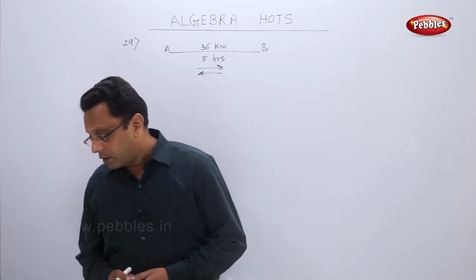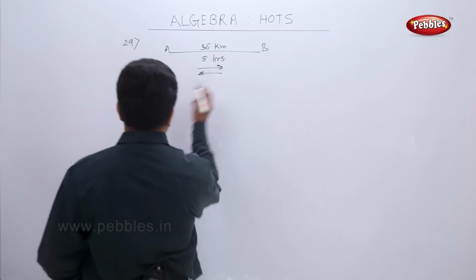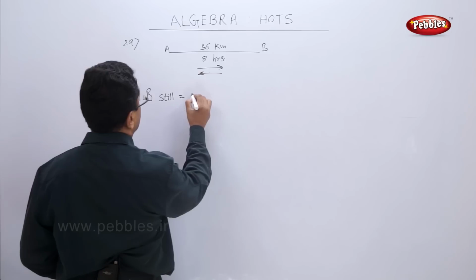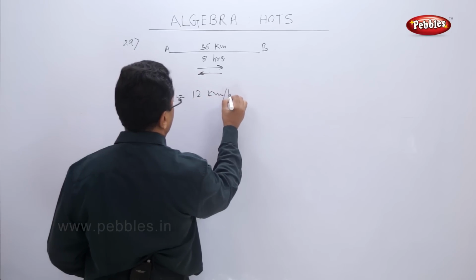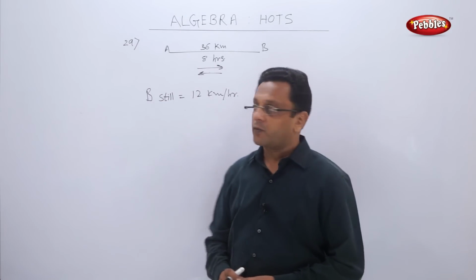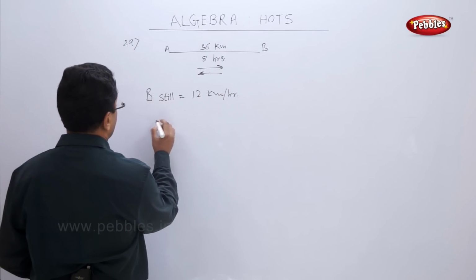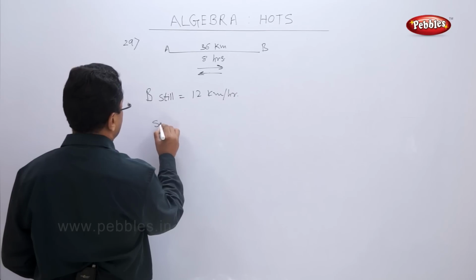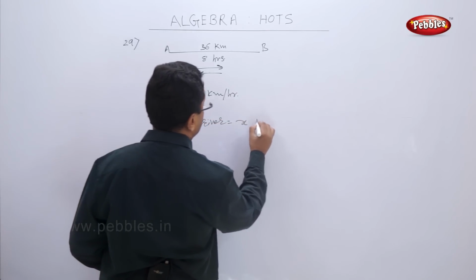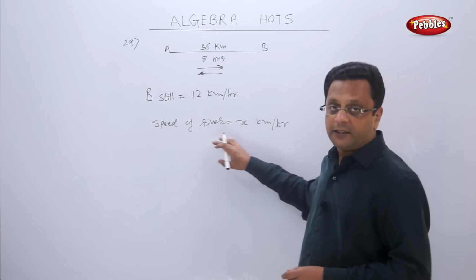They say that if the speed of boat in still water is 12 kilometers per hour, find the speed of the river current. Now let us say that the speed of river is x kilometers per hour. Let the speed of river be x kilometers per hour.